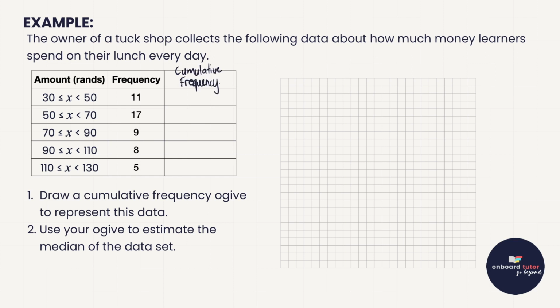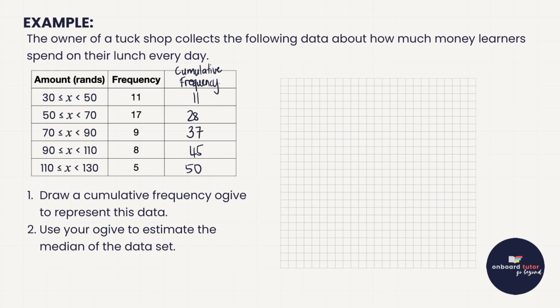Well, it accumulates. So we start off with 11 people, and then those 11 are going to accumulate these additional 17. So 11 plus 17 takes us to 28. Then there's going to be an extra 9 added there, so it takes us up to 37. Then up to 45 when we add that 8, and finally to 50.